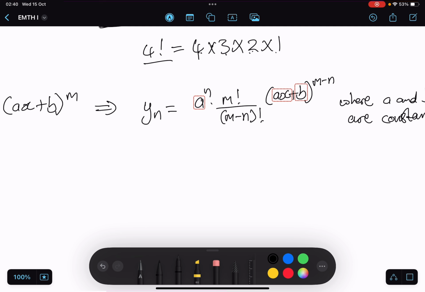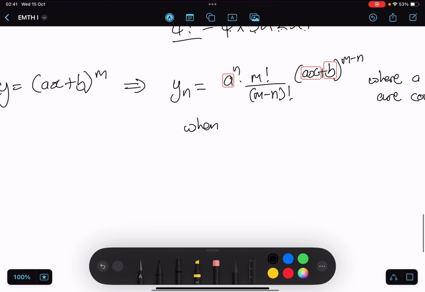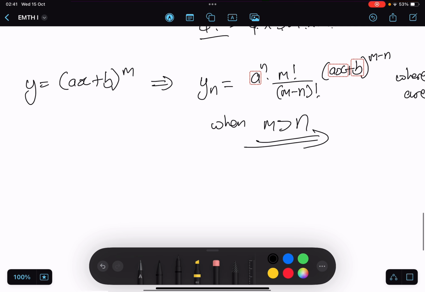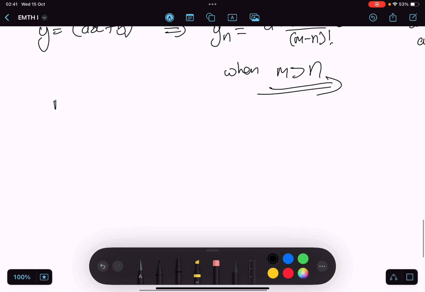And for this one, this expression works. This expression is applicable when m is greater than n. So this is applicable when m is greater than n. So what about when m is equal to n?